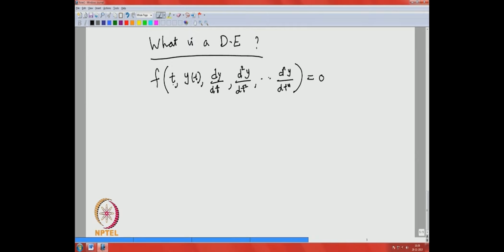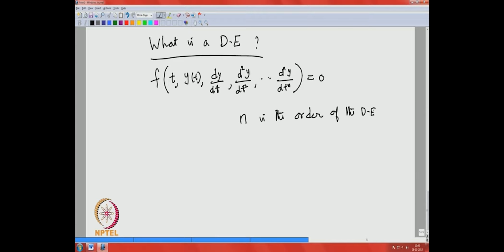If it is a motion of a trajectory, you can think of t as a time variable, but it is not necessarily time all the time; you will see other types of examples. And y is the unknown variable, with its derivatives and a relation connecting them, and this n is basically the order of the differential equation.